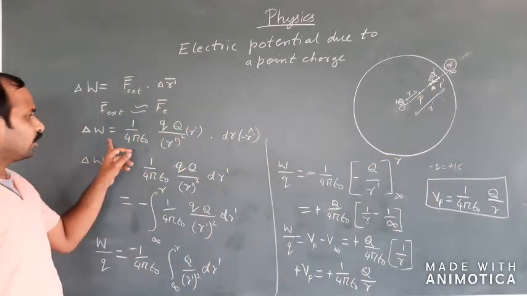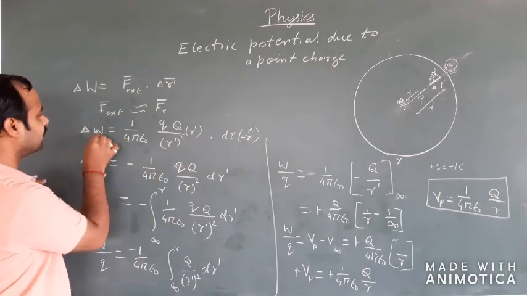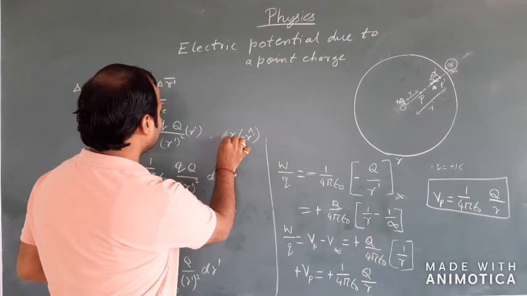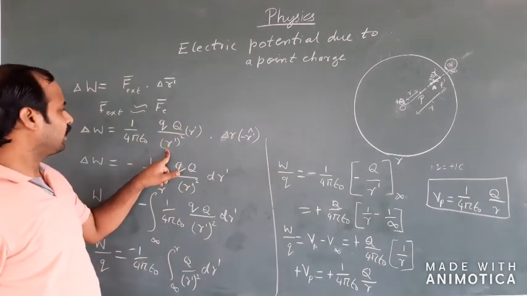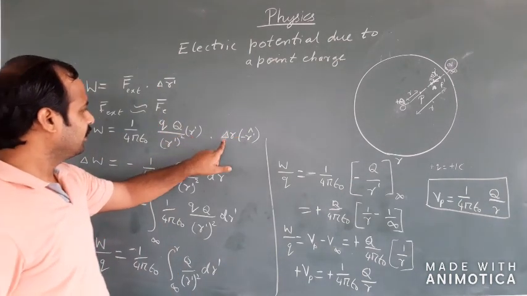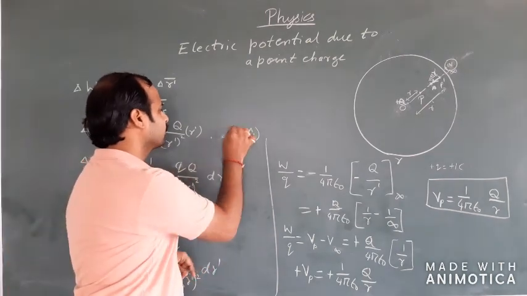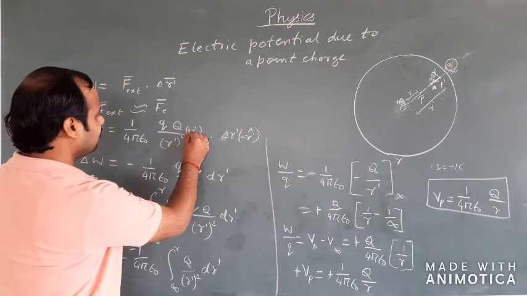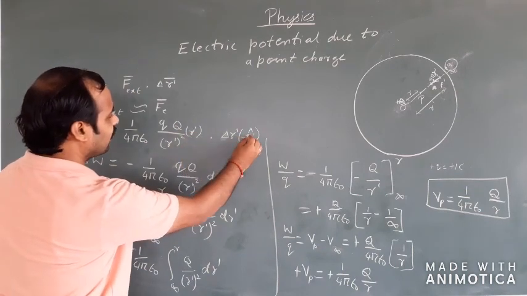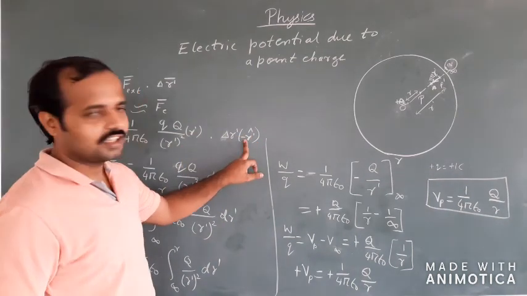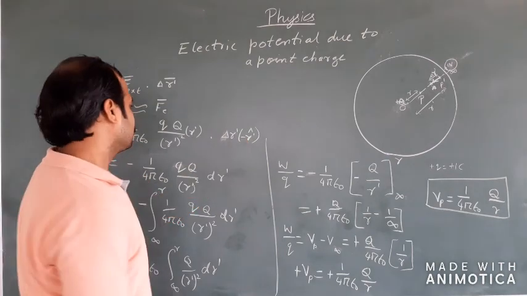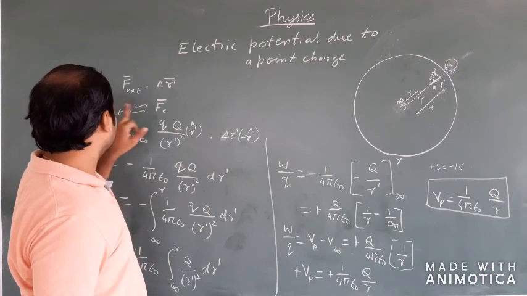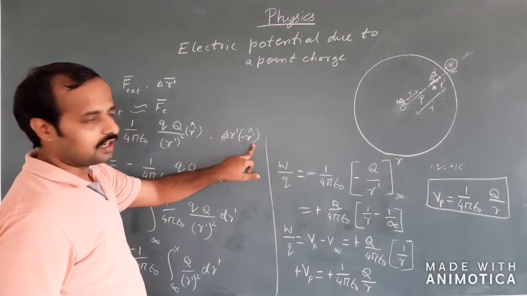So, if we are going to talk about this, we can see that delta W can be written as 1 by 4 pi epsilon naught into Q divided by R dash square, R cap, into delta R dash, minus R dash cap. So, you can see here I have taken it as R dash cap, and here it is being taken as minus R dash cap. So, these two are the unit vectors of F bar and delta R dash bar.